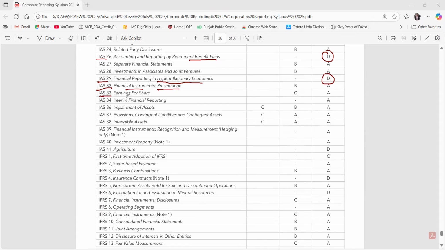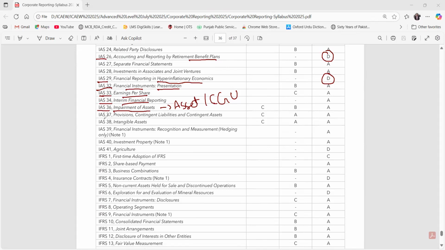Then we have IAS 32, financial instruments, and that is for presentation. Then IAS 33, earnings per share. IAS 34, interim financial reporting. IAS 36, impairment of assets, basically. If any asset is impaired, then how you are going to record it. What is impairment, basically? How we can record an impairment on an asset? How we can record an impairment on any CGU. CGU is cash generating unit.